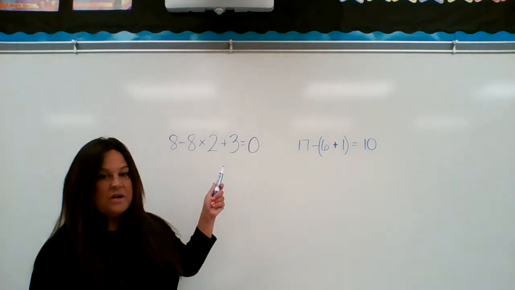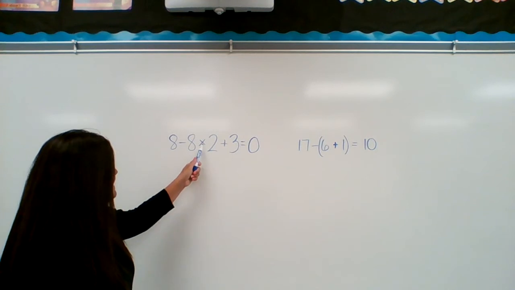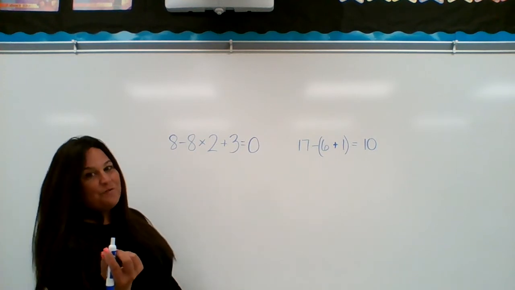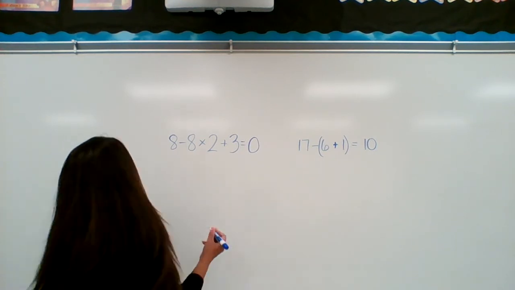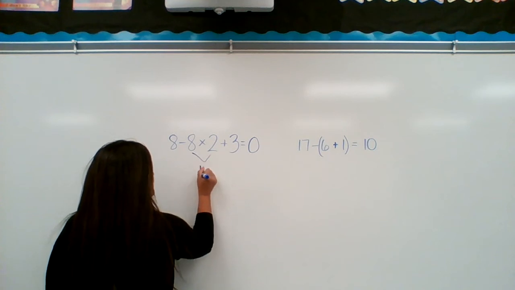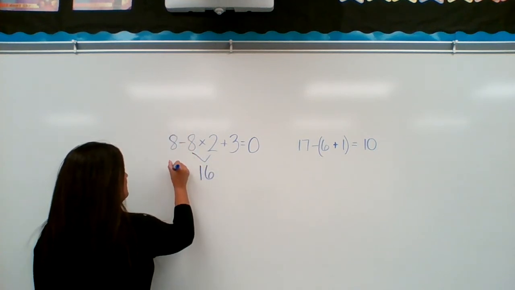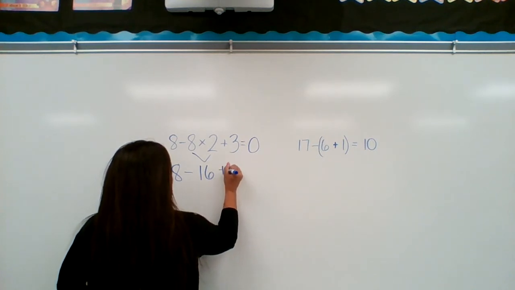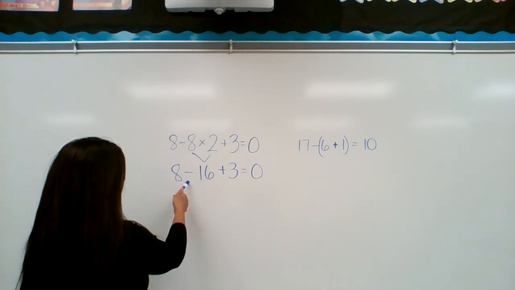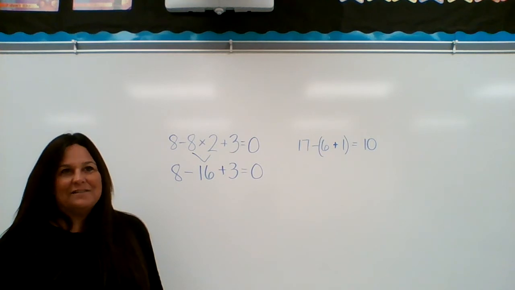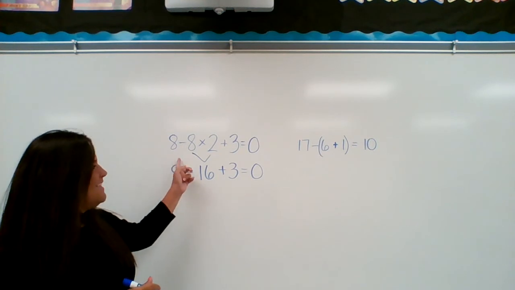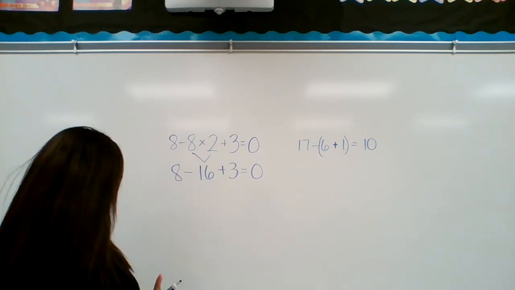Let's try this one. If I'm going to solve this equation correctly, 8 minus 8 times 2 plus 3 equals 0. So I know that according to order of operations, I'm going to want to multiply first. So I'm going to take that 8 times 2 and bring it down. I know that 8 times 2 is 16, so I'll bring that down, bring everything else down. 8 minus 16 plus 3 equals 0. Wait a minute. 8 minus 16. That means I'm going to get into negative numbers. We haven't even begun to add and subtract negative numbers. So I know that this needs some parentheses to make it true.